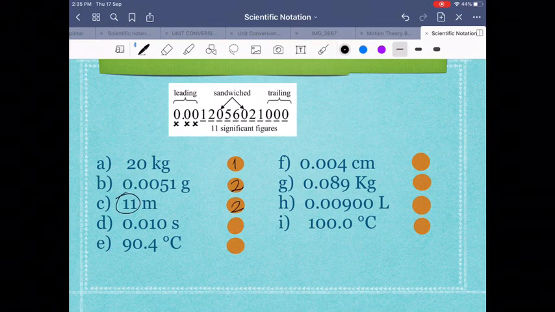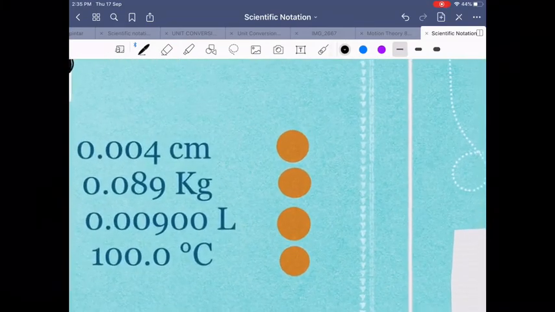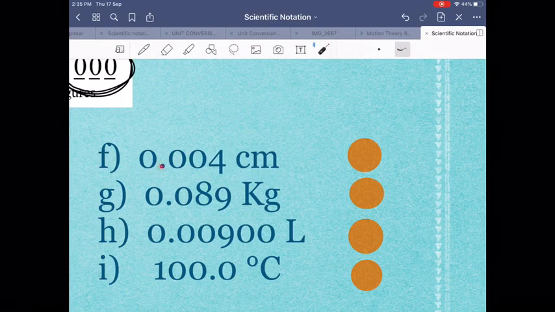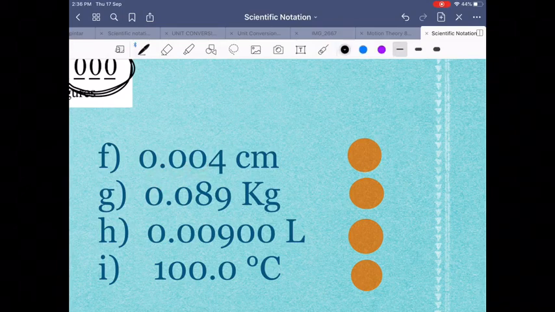In letter D, this is a placeholder, and these are after. So if it's after, they are significant digits. In letter E, we have a 0 that is a sandwich, so 3 significant digits. In letter F, these zeros are just placeholders, even though they are after the decimal point, okay? So in this one, we will have only one significant digit. And just as letter F, in this one, we have 2 significant digits, okay?